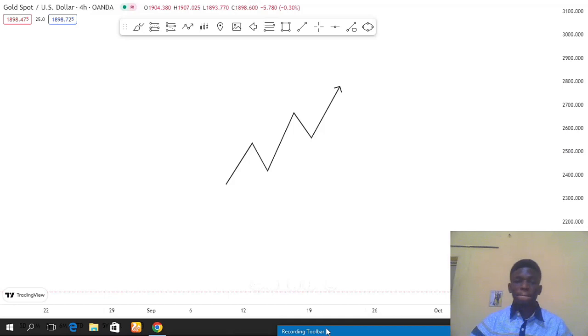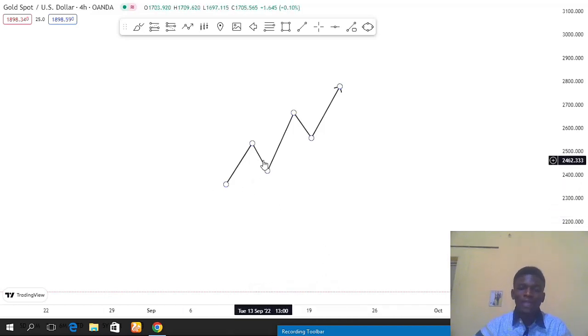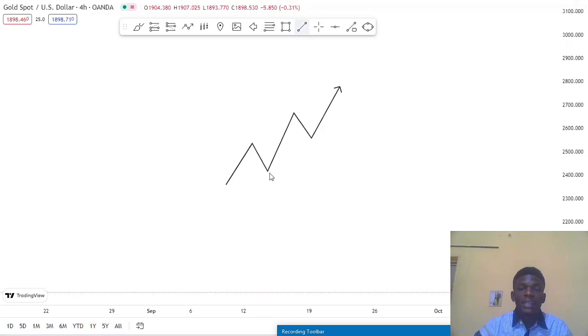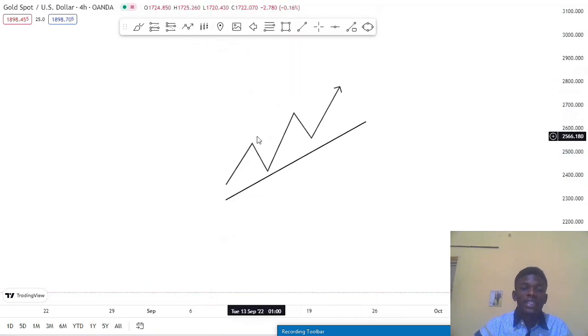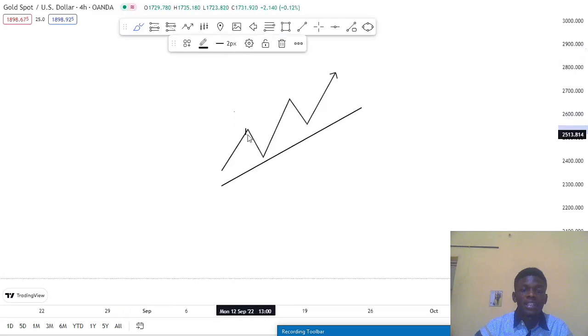Alright, let's go. This is the fundamental breathing of the market. The market moves in an uptrend, creating higher highs, higher lows, higher highs, higher lows, right?